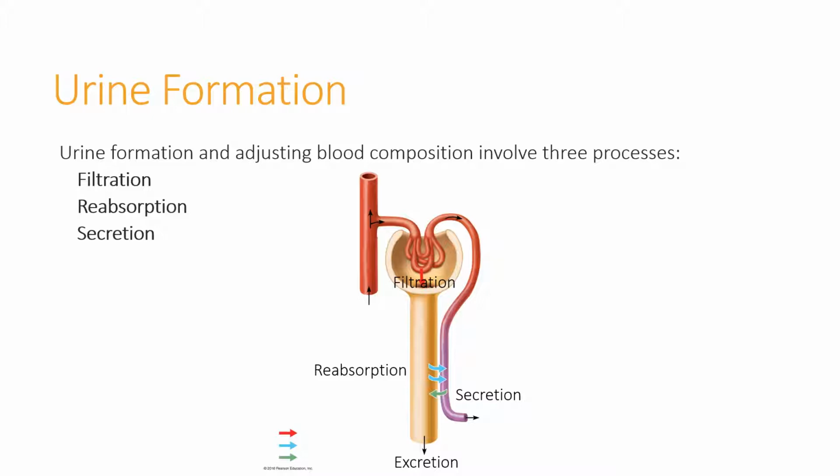This is the selective process by which we can push certain chemicals out of our blood and into the kidney tubule to become part of the urine and get out of the body. If our blood concentration levels of sodium or potassium get too high, we can secrete extra amounts of those into the urine to get it out of the body.